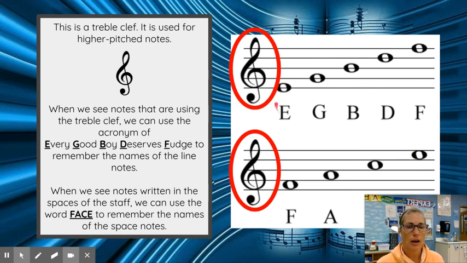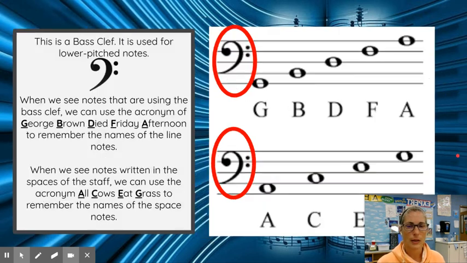Now let's just have a look up here. If we knew this is E, then the next note would go here in the space, and it would be called F. There it is right there. Here's G. Here's a space between the G and the B, so we call this A. There it is right there. And you can see how if we filled in these gaps, then they would spell face. Those would be our space notes right here. Those are the notes in the treble clef.